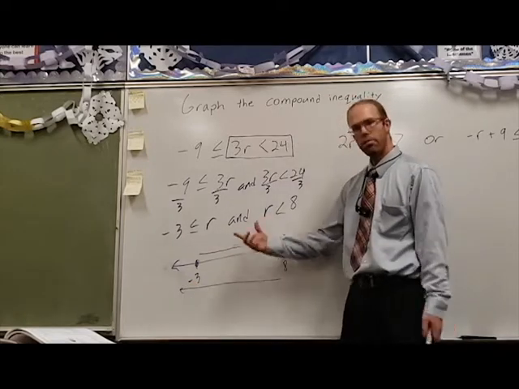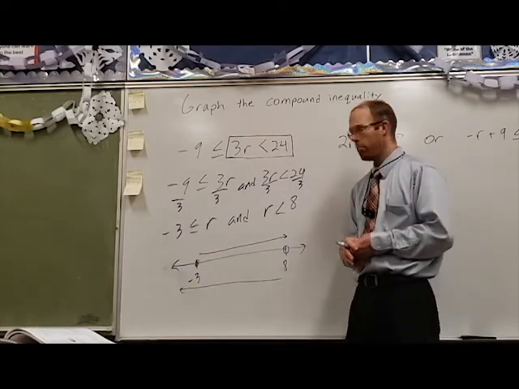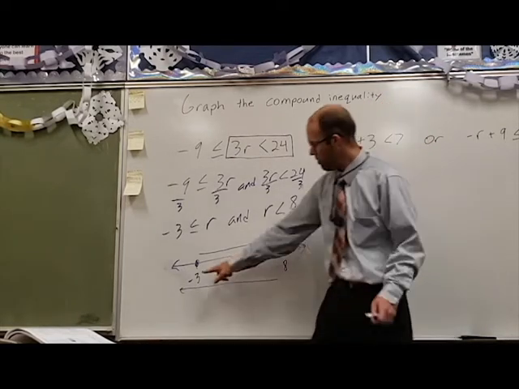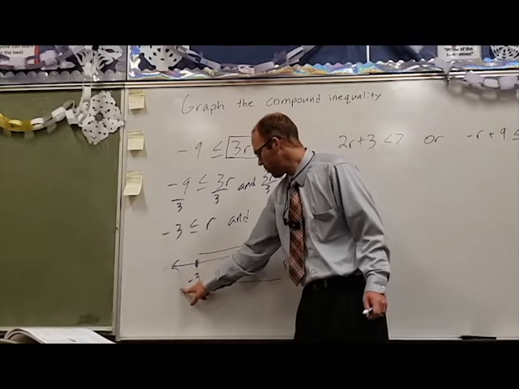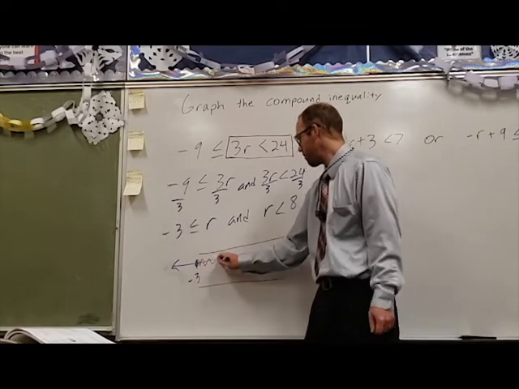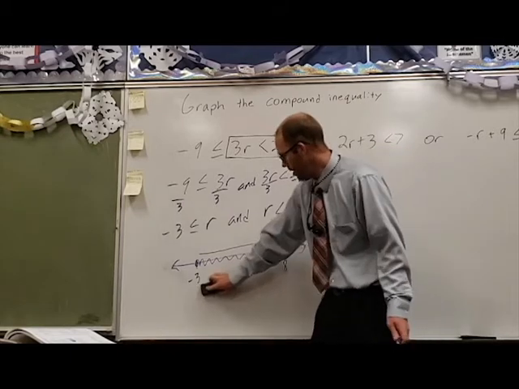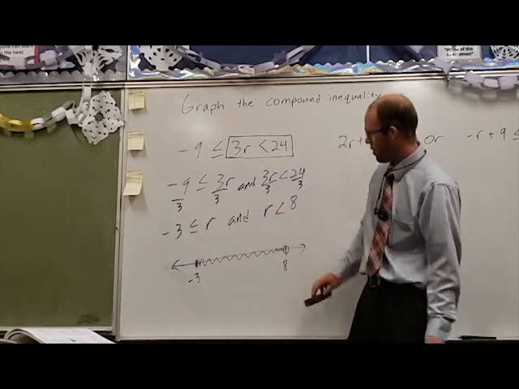The word and means that we keep where they overlap. We keep where both of them work. So I'm not going to go past here. I'm not going to go past there. I'm going to keep the area where they overlap. That would be in between the negative 3 and the positive 8. And we are finished with this graph.